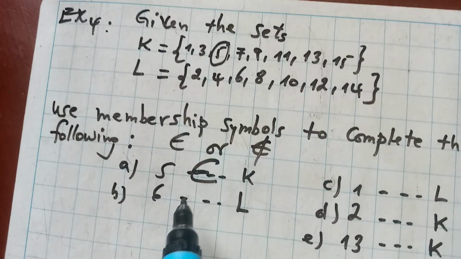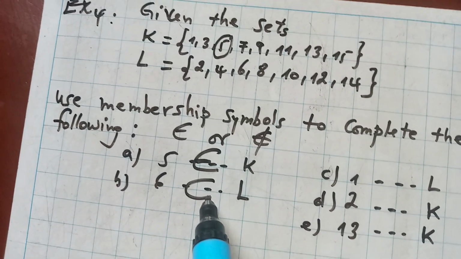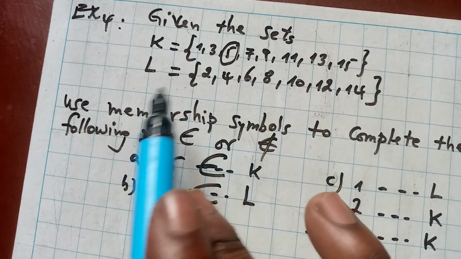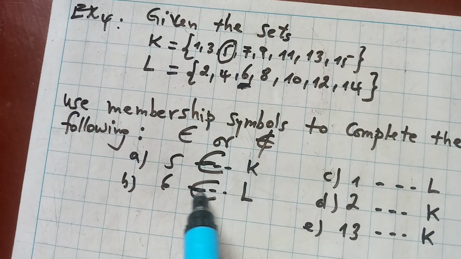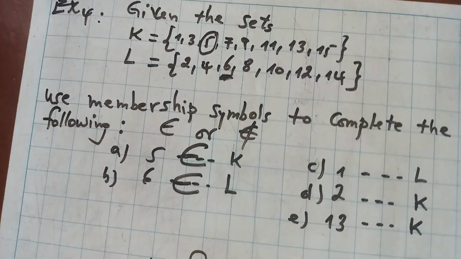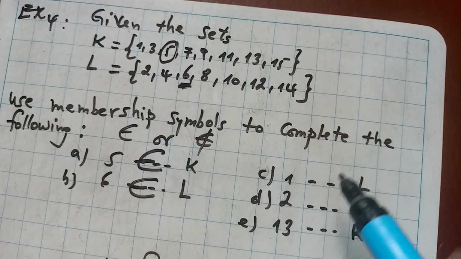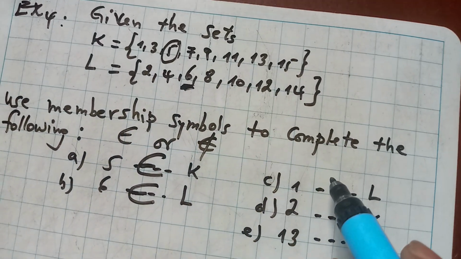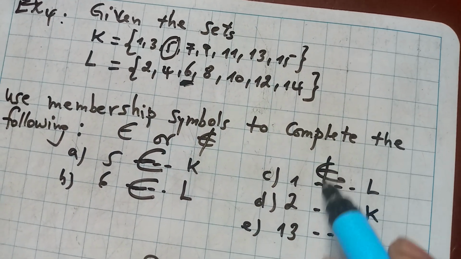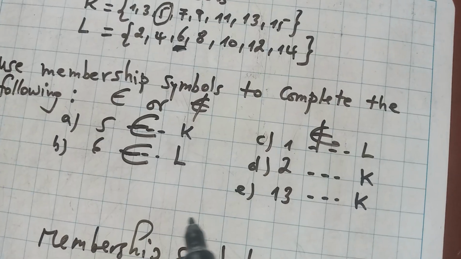For B, 6 dash dash set L. Here we have 6. Now 6 is a member of set L. For C, 1 is not a member of L. We don't have 1 here. You see? Now I have to use this one.